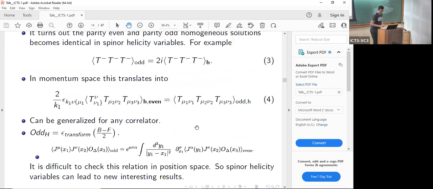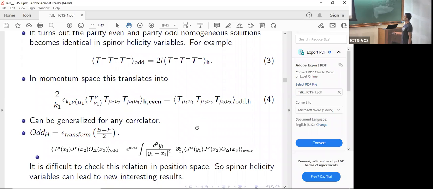Sorry. In position space, this epsilon transformation corresponds to a very complicated integral transformation. And this is what I call the epsilon transformation. As you can see, it's an integral transformation. That's why people did not notice it in position space. But in momentum space, while solving the conformal Ward identity, you just get this kind of thing.